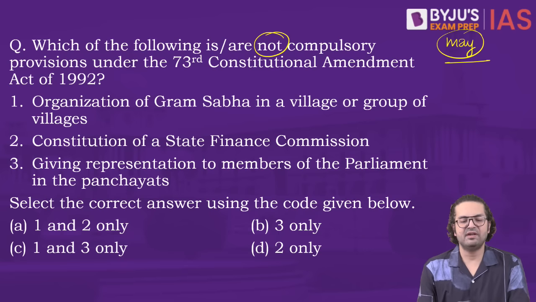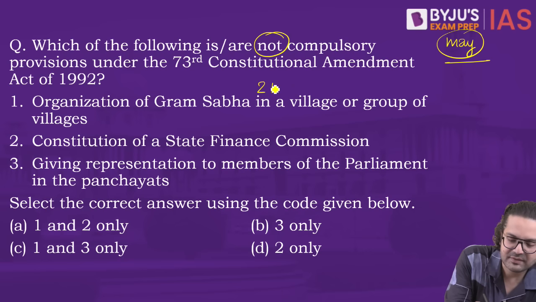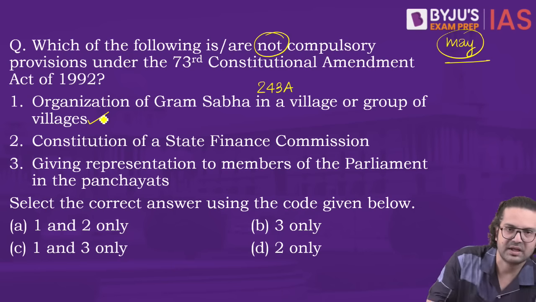So, not compulsory provisions. Organization of Gram Sabha in a village. No, that's a mandatory provision. Okay. Article 243A, mandatory provision. It has to be done. Gram Sabha is mandatory.